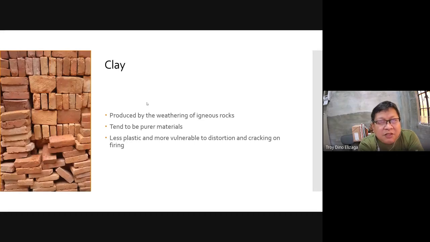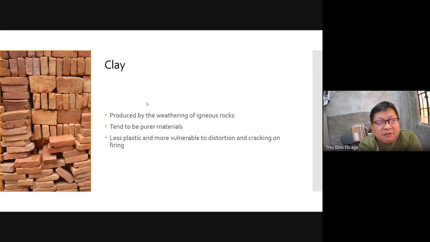So you put something there to protect it more, it's almost like paint, it's enamel, and then you cook it again, and then it sticks, and then protects the clay. And then you can also put a lot of colors or decorations. But clay, in its very basic form, can be formed like bricks. It's less plastic and more vulnerable to distortion and cracking on firing.